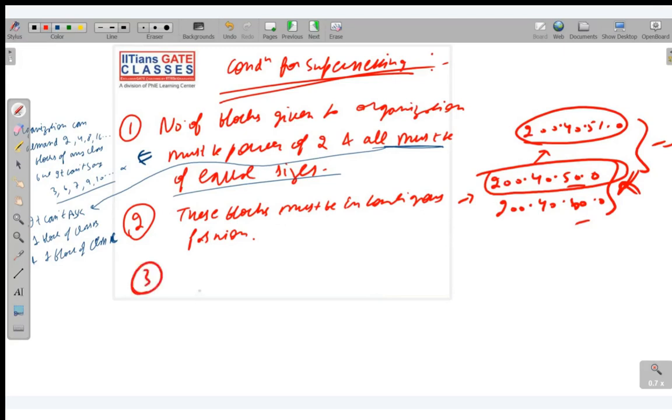And the third condition is that the first block must be divisible by the total number of IP addresses needed. The first address must be divisible by the total number of IP addresses demanded.